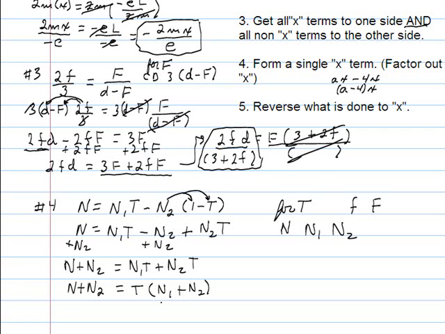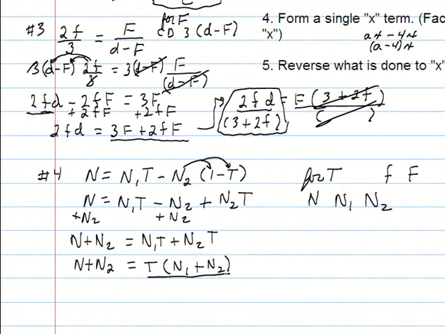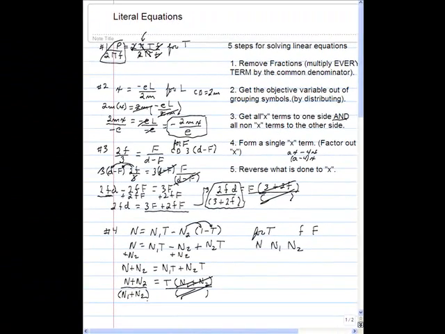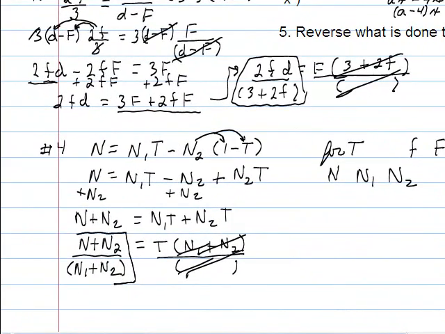And now step 5, reverse what is done to t. T is multiplied by the bracket. You divide by the bracket, and make sure you do it to both sides. And on this side, the 2 brackets cancel. And on this side, you get n plus n2 over n1 plus n2. Don't cancel. These are different. That's an n. That's an n1. They're not the same. That's a plus, so canceling is not allowed. You have a nice, clean, simplified answer here. N plus n2 over n1 plus n2 is equal to t.